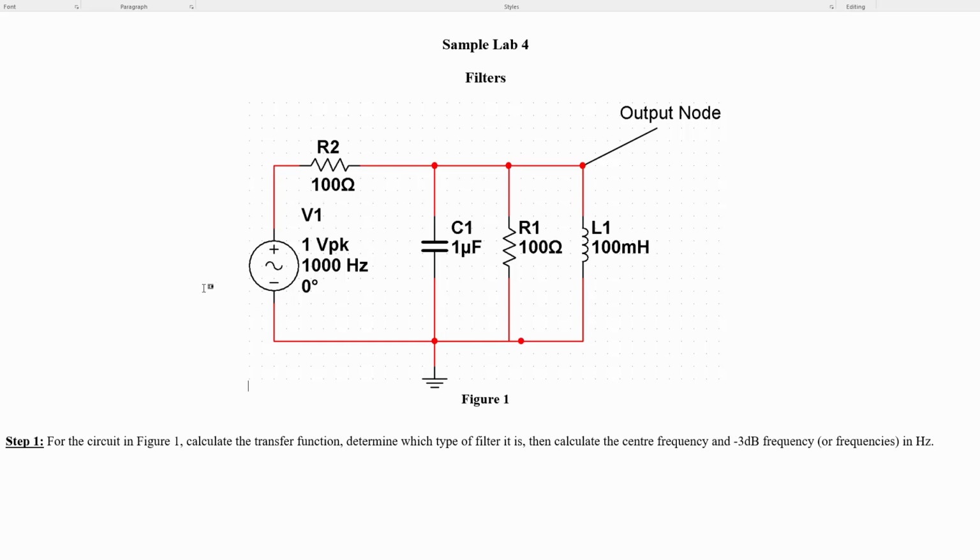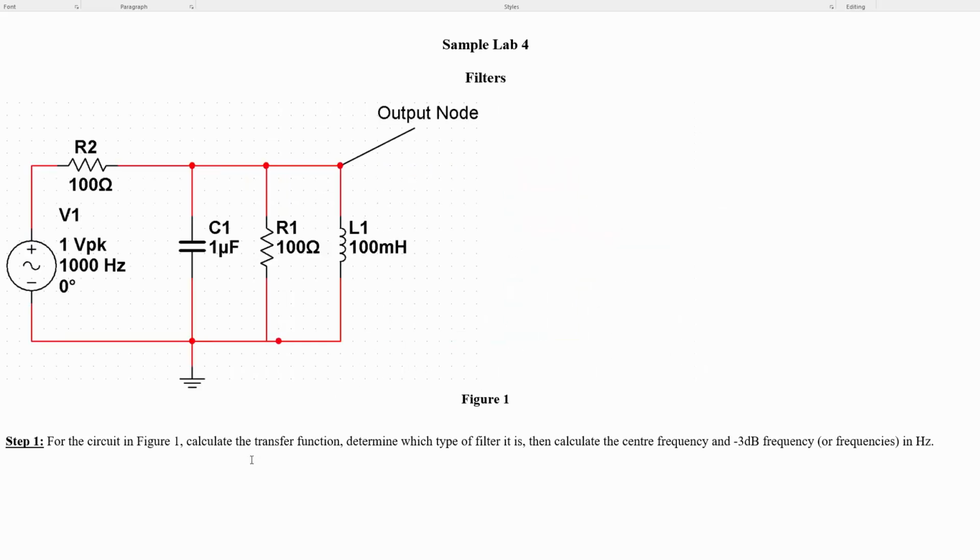Hi, we're going to learn about filters and frequency response for circuits. So what we're going to do is figure out the transfer function and then what type of filter this is, and calculate the center and minus 3 dB frequencies of this circuit.